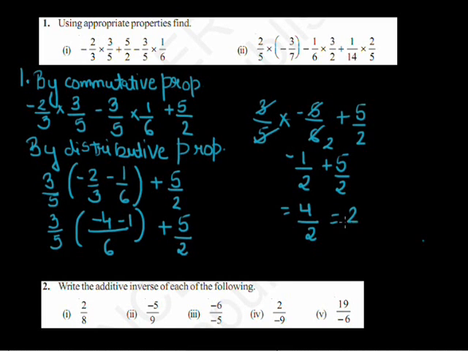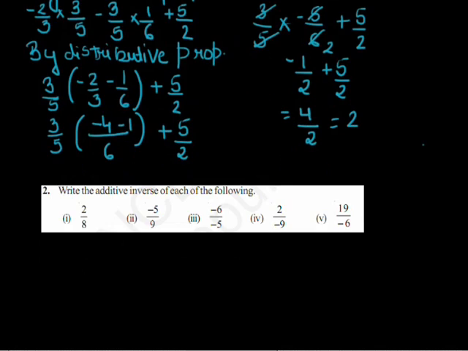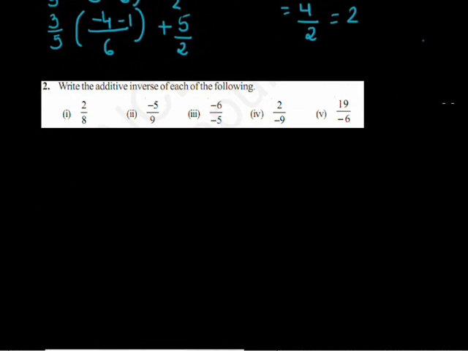that is equal to 2. So I have used the commutative property and the distributive property of multiplication in solving this particular problem. In the same way I can do the second part also. Okay, now in the second question, I have to find the additive inverse of the following parts. Now what is the additive inverse?